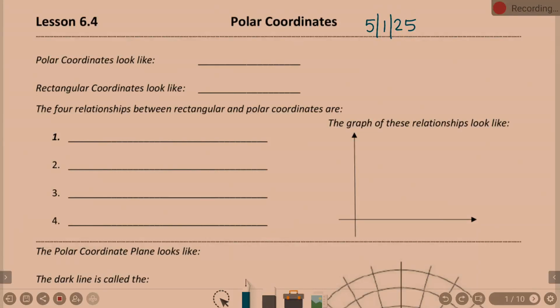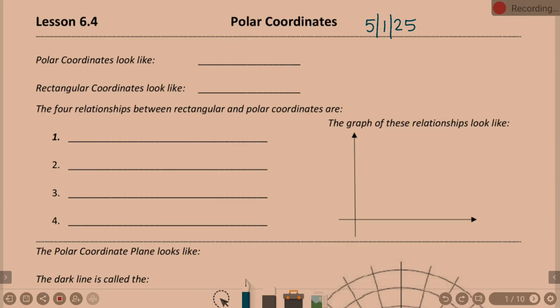We are going to spend lesson 6.4 and actually 6.5 learning about something called polar coordinates. You kind of see a glimpse down there at the bottom of the page that we're going to be looking at that circular graph in order to graph our polar coordinates. So we traditionally graph with rectangular coordinates.